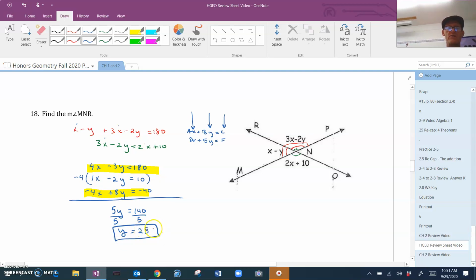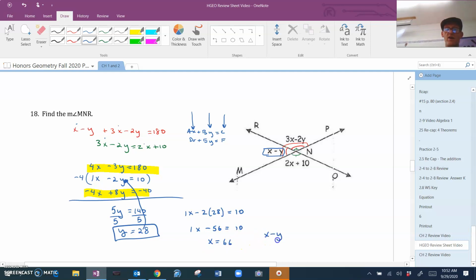Now I have to find angle MNR. Okay, so MNR is indicated by x minus y, so I need to solve for x. To solve for x, I'm going to take that 28 and put it in for this y right here. So I get 1x minus 2 times 28 equals 10. So 1x minus 56 equals 10. So x equals 66.